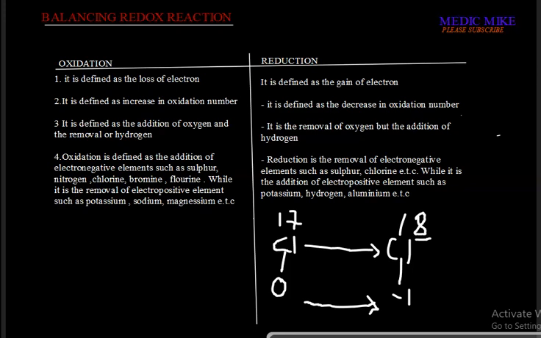So number 4 says that it is the removal of electronegative elements such as sulfur. So I told you these two reactions, though they occur simultaneously, undergo opposite processes, opposite reactions. So while this one involves the addition of electronegative elements, this one involves the removal of electronegative elements.